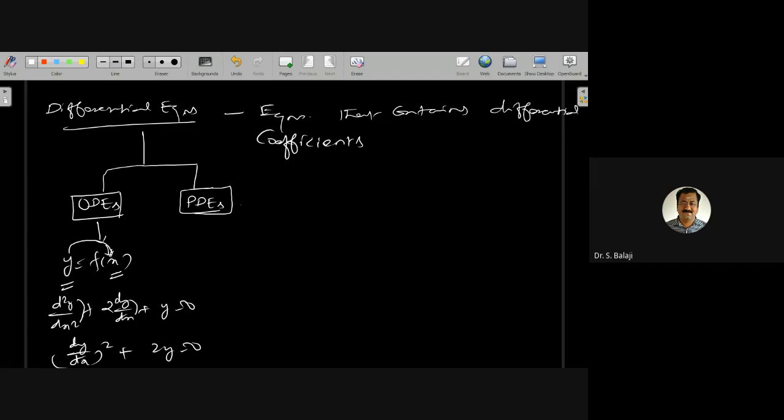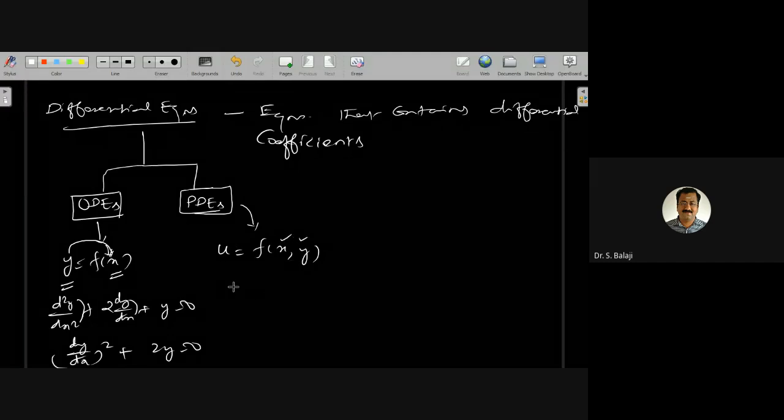In the case of PDEs, the equation contains more than one independent variable. Now U depends on both x and y, or U is a function of x and t, that type of thing. If there is more than one independent variable, these are all independent variables and this is the dependent variable.